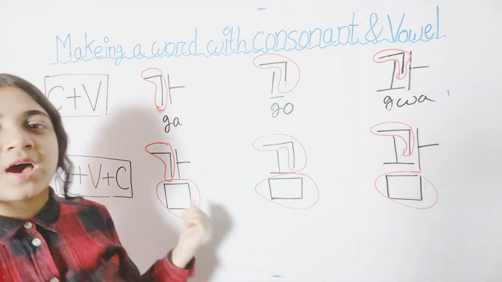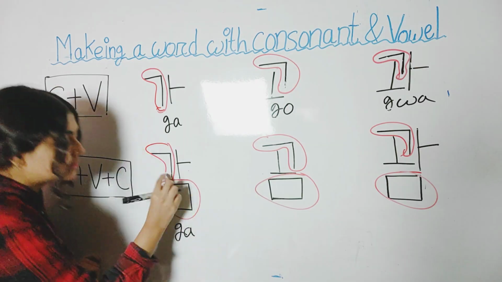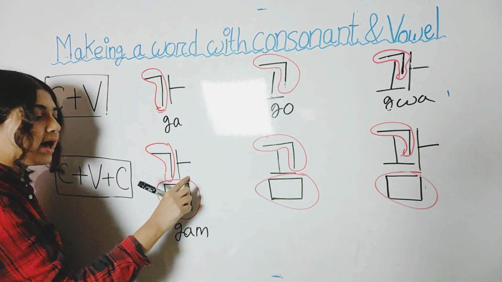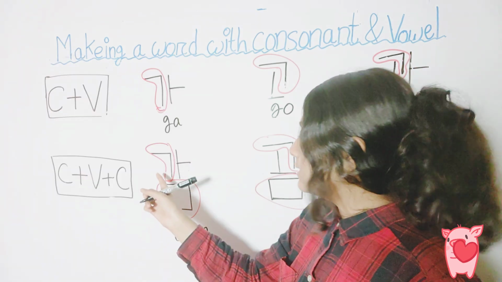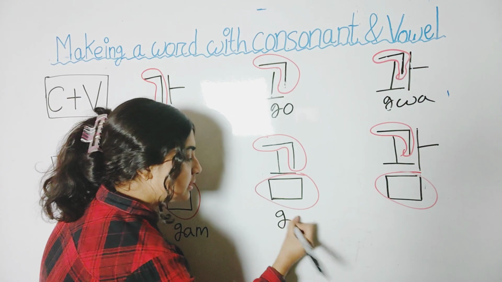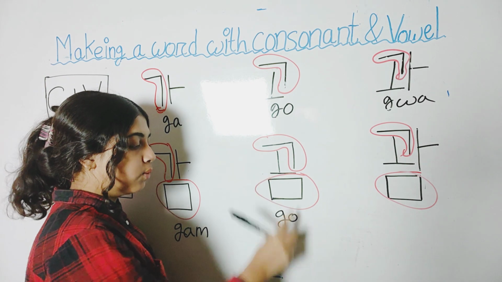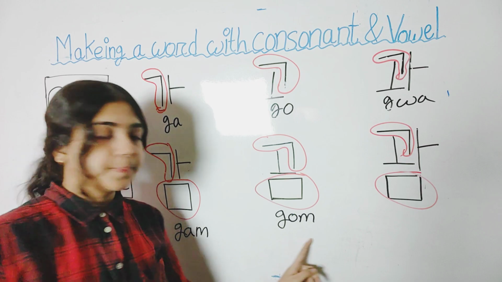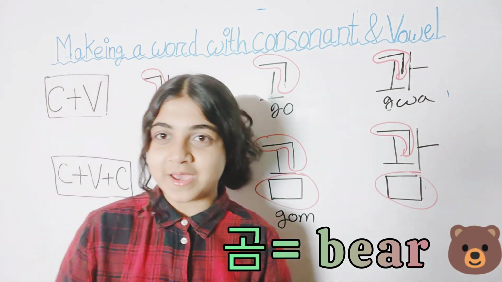Okay, I read this first. This is g, and a, ka. G and a is ka. And m. G, a, and m together is kam. The next one is g and u. G and u is gu, and m. So it's kum. This is pronounced kum. It's actually a bear.